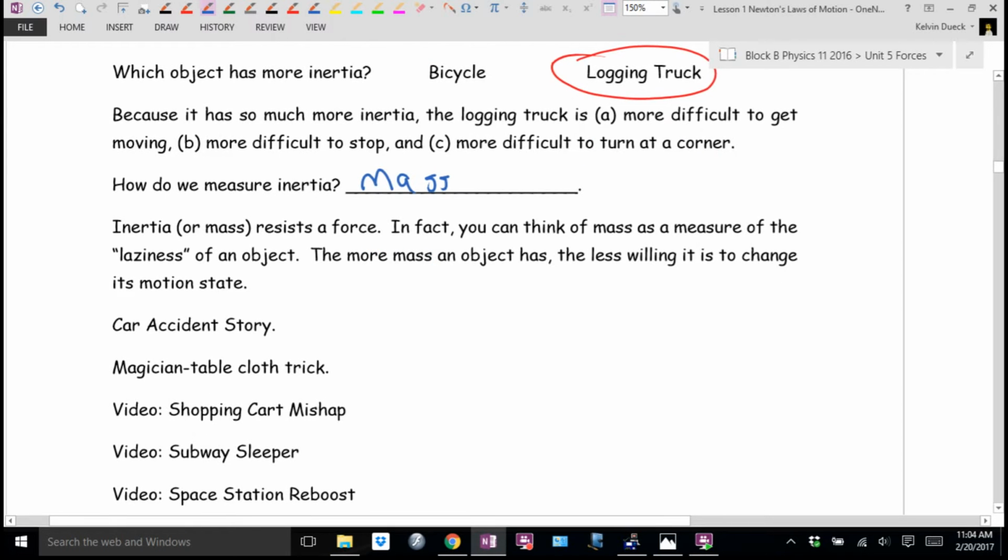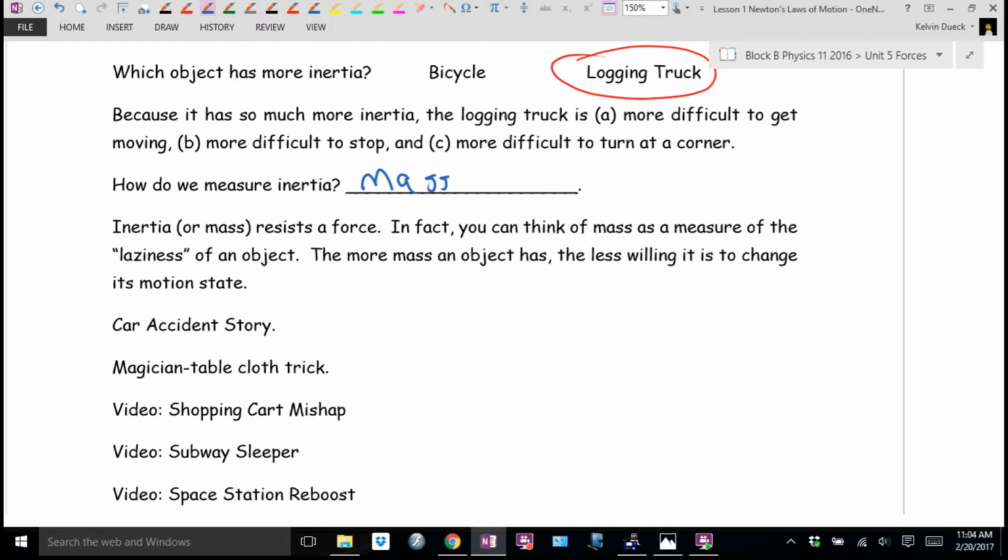So, inertia or mass resists a force. In fact, you can think of mass as a measure of the laziness of an object. The more mass an object has, the less willing it is to change its motion state. You have more mass than Tato. For us to get you to move, this is an advantage you found in football and in basketball. People can't move you around very easy, can they? No. Okay? Probably people move Alec around a lot easier than you. Yes? Yeah. Now, there's tricks that you can do, and I'll teach you some of them later on this unit, to try and improve your ability to exert a force against a larger object. The problem is, if that larger object also knows the tricks, you're in trouble.